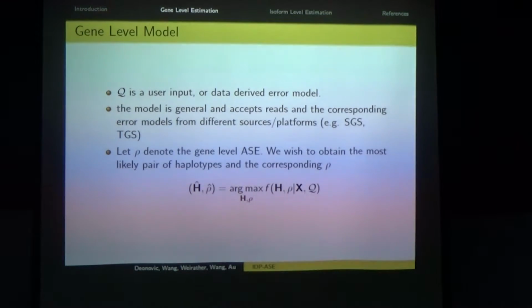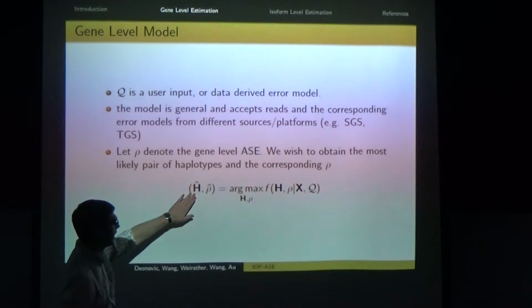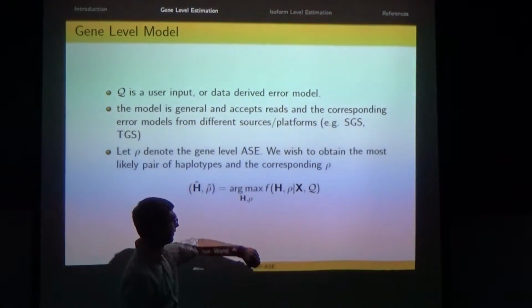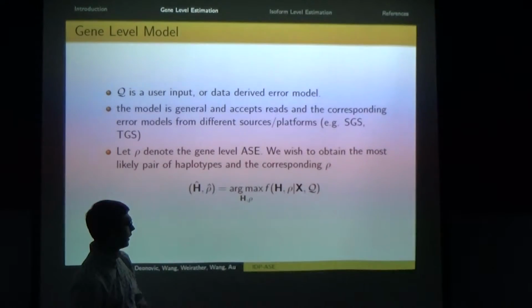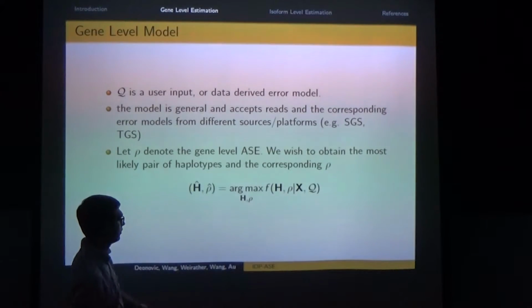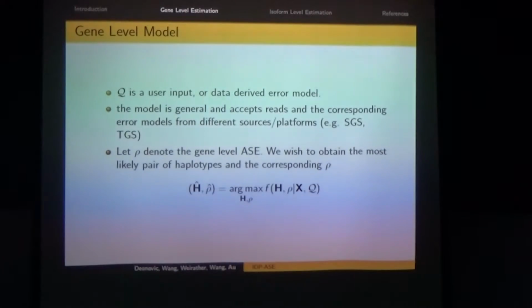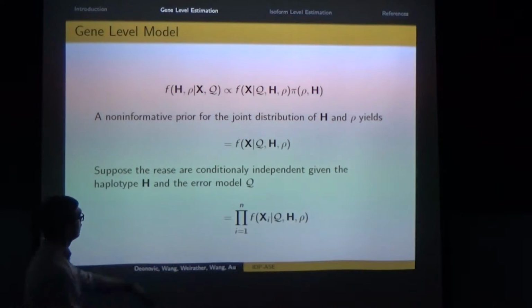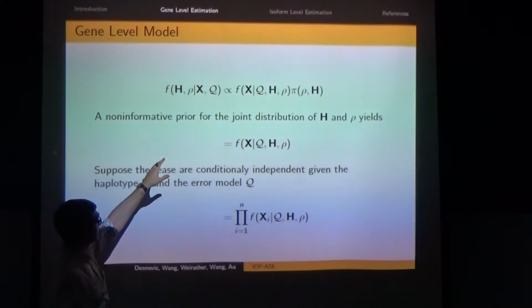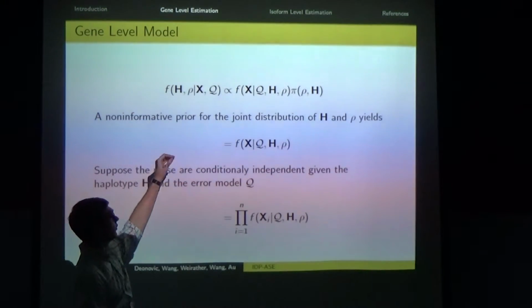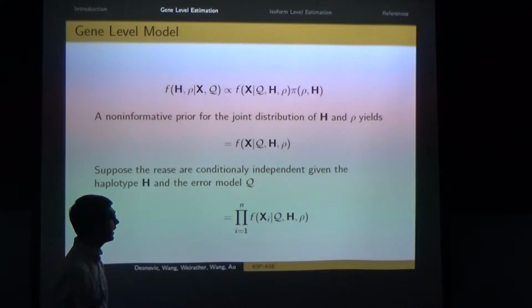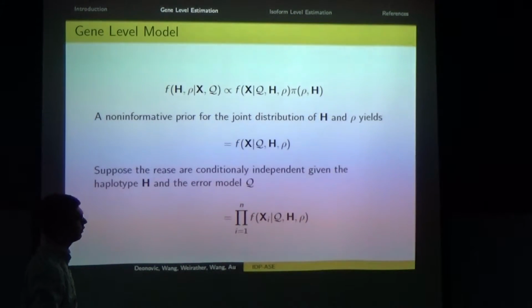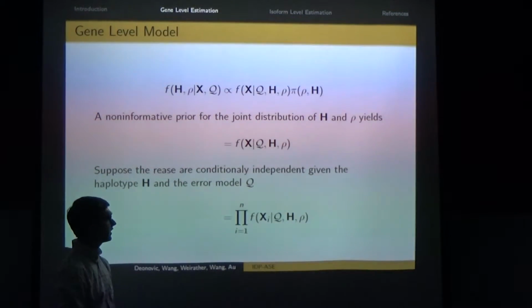And the goal of IDP-ASE is to estimate the two parameters in our model, H and rho. So we want to fit a model to our data, some kind of likelihood function F, and try to maximize that likelihood function to obtain estimates for our parameters. We adopt a Bayesian framework here. Using Bayes' rule, we get that the model is proportional to the likelihood of the data times the prior of the parameters. We'll use a non-informative prior for the joint distribution of H and rho to simply get the likelihood over the data.